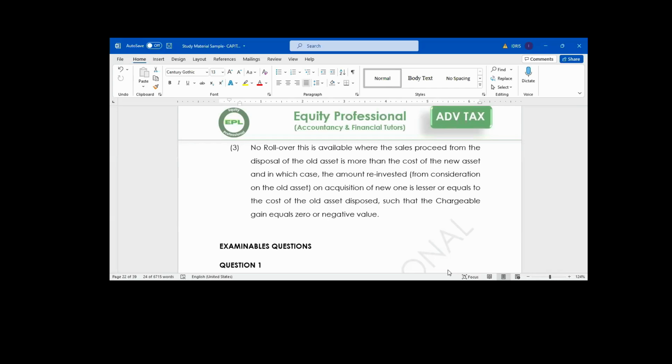What if the land and building that I have, I sold it for 30 million. Initially, I bought it for 5 million. I now buy another land and building worth 8 million. What type of rollover is that? Partial. Any idea? Full rollover. Any contrary opinion?